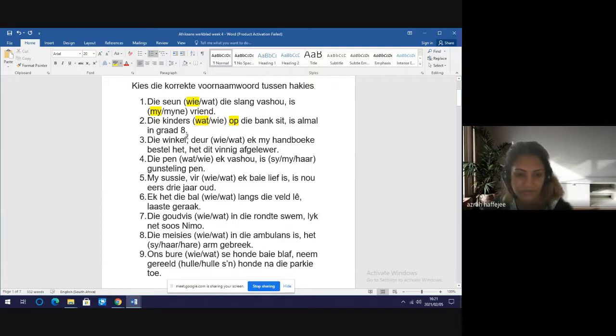Nummer 3, die winkel deur wie of wat ek my handboeke bestel het die vinnig afgelewer. So in this case, your answer is wie.